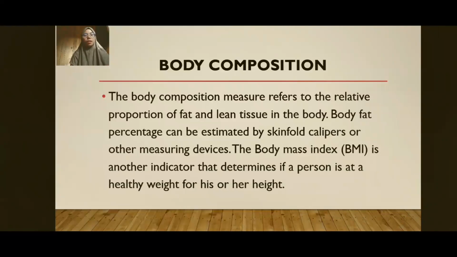So the next one is the body composition. The body composition measures refer to the relative proportion of fat and lean tissue in the body. The body fat percentage can be estimated by skinfold calipers or other measuring devices. The body mass index, the BMI, is another indicator that determines if a person is at a healthy weight for his or her height. Overweight youth are at high risk for being overweight adults.